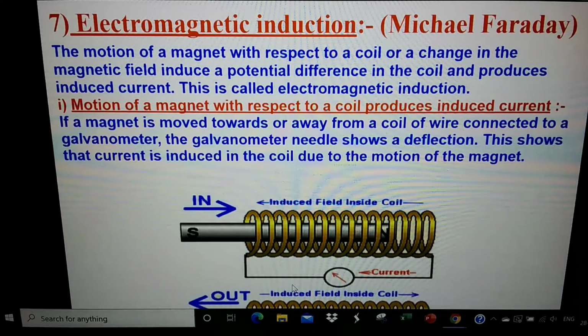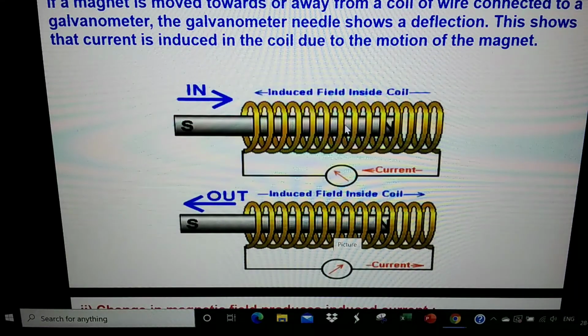If a magnet is moved towards or away from the coil of wire connected to a galvanometer, the galvanometer needle shows a deflection. This shows that current is induced in the coil due to the motion of the magnet inside the coil. The induced field is inside the coil, so the galvanometer will show the deflection.